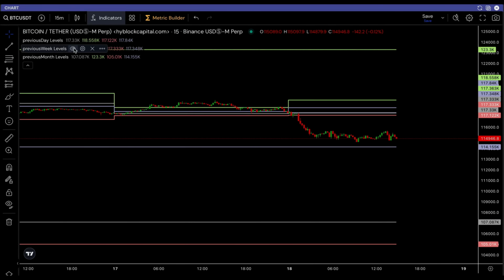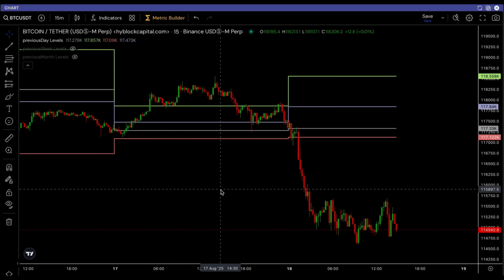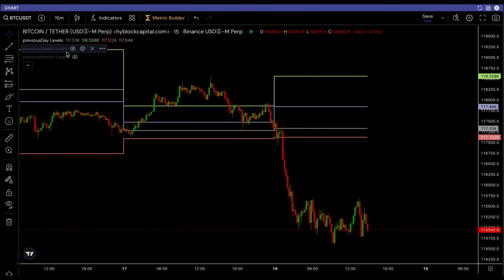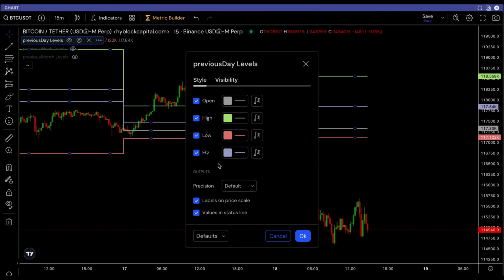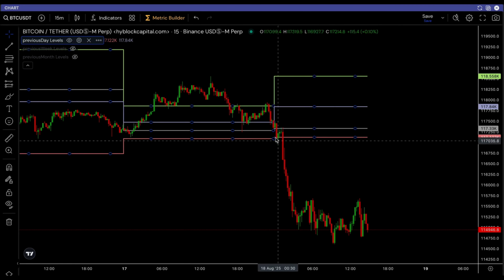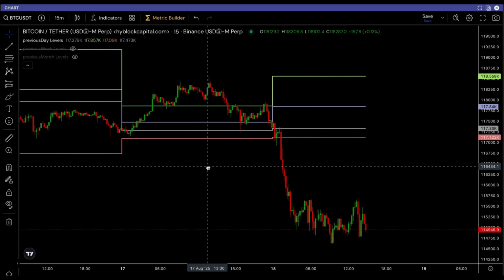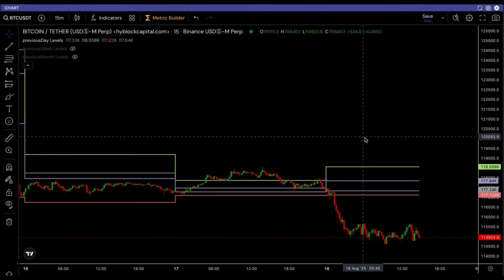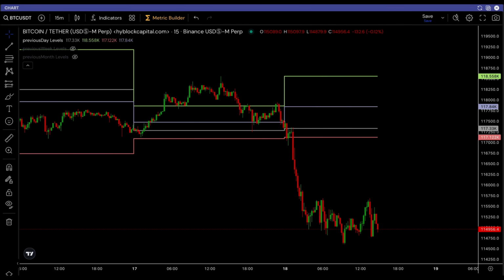As the name suggests, these track the high, low, open, and equilibrium of BTC across different timeframes. They often act as strong support or resistance zones and become even more effective when combined with other indicators. Here's how to use them.